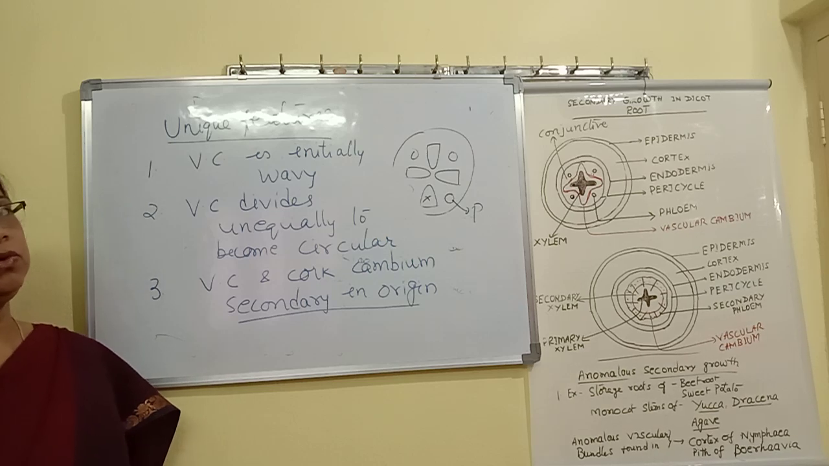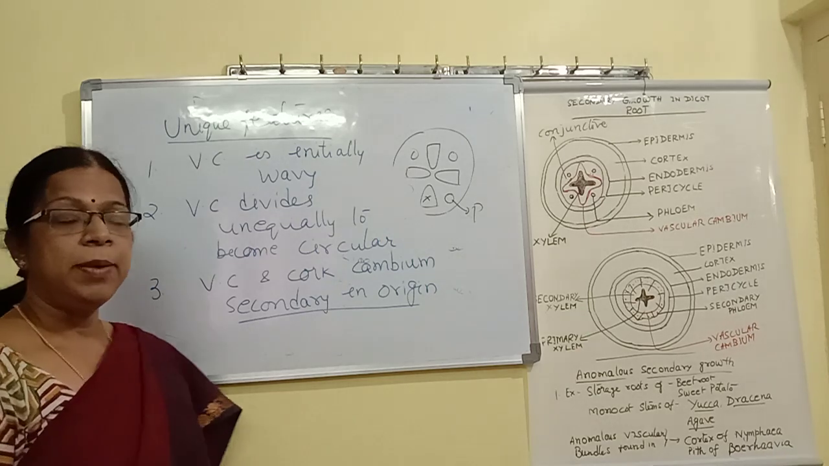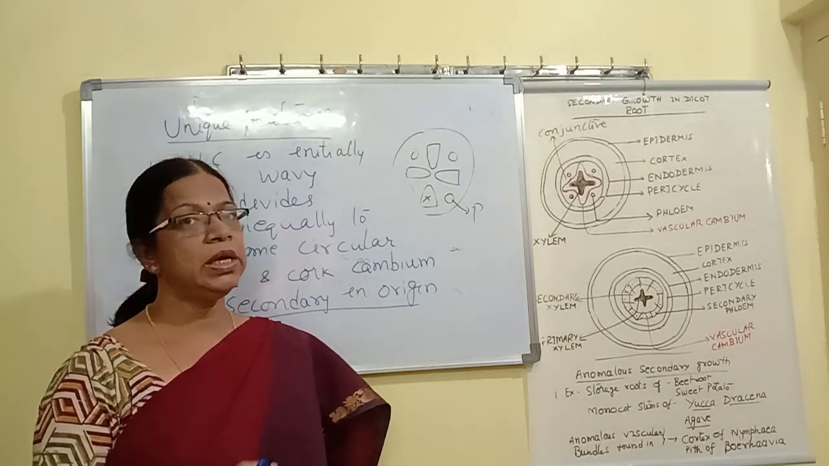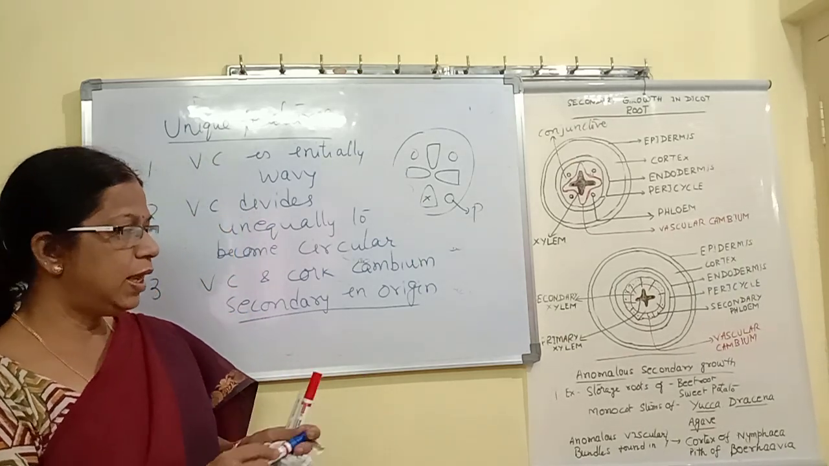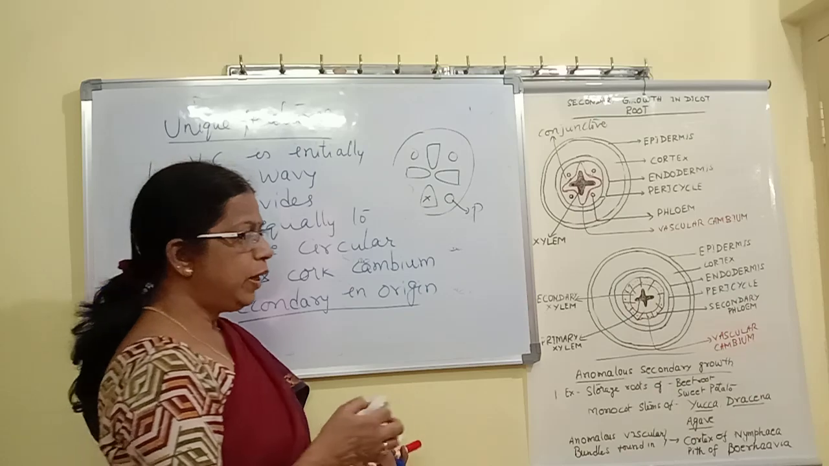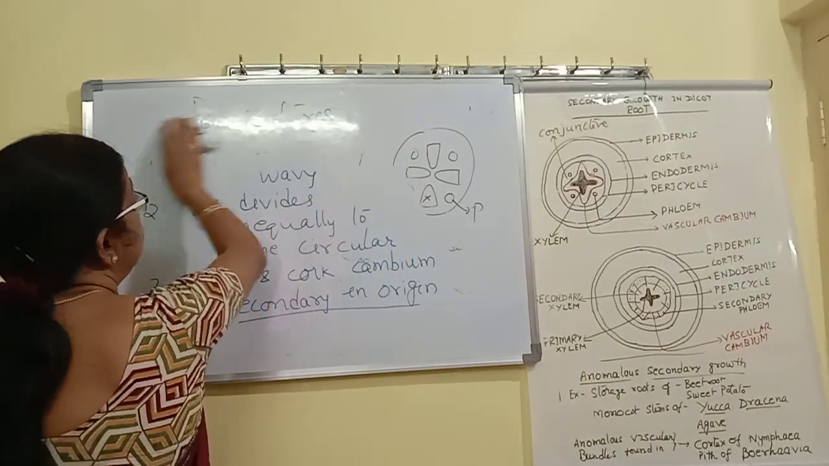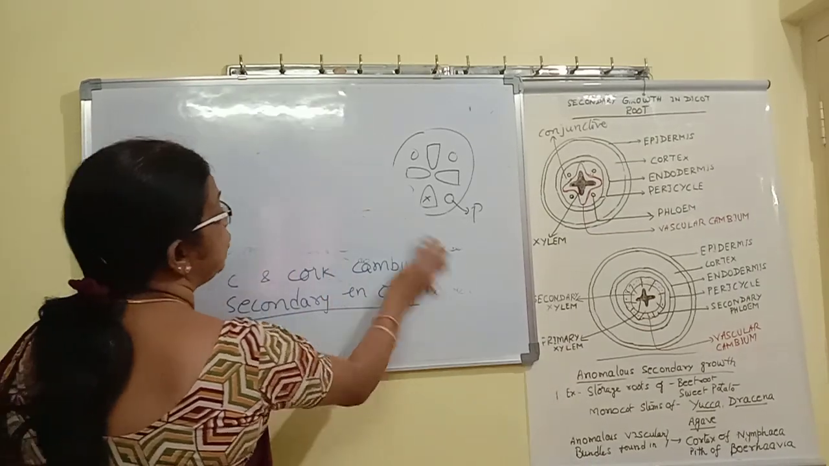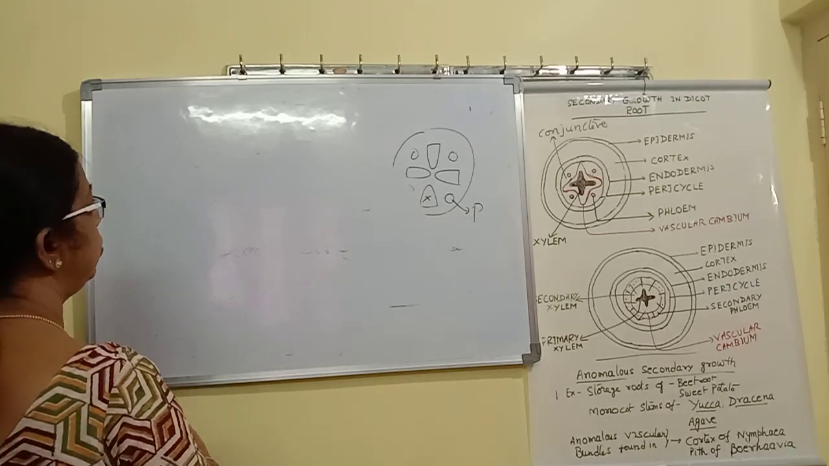From objective point of view, from need point of view, these points are very important. Okay, that completes secondary growth in dicot root. Now, briefly I will discuss just a few examples of anomalous secondary growth. What is anomalous secondary growth?